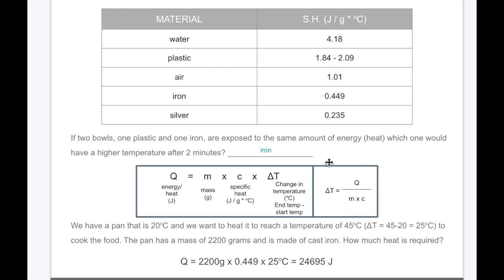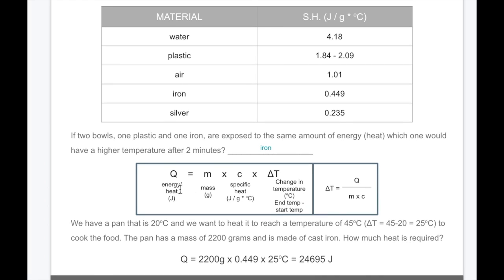I also solved this formula for you if you were to find the change in temperature. You would take the amount of heat given divided by the mass times the specific heat. So if we have a pan that is 20 degrees Celsius and we want to heat it to reach a temperature of 45 degrees Celsius, to find delta T we would take 45, our end temperature, minus 20, our starting temperature, and we get a change in temperature of 25 degrees Celsius. To cook food, the pan has a mass of 2,200 grams and is made of cast iron. How much heat is required?